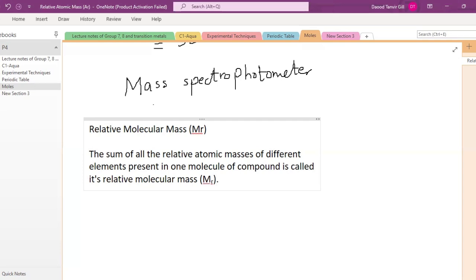Now class, I'll try to explain you through different examples. For example, we will start with water, since water is the easiest example and all of you know its chemical formula, it's H2O.